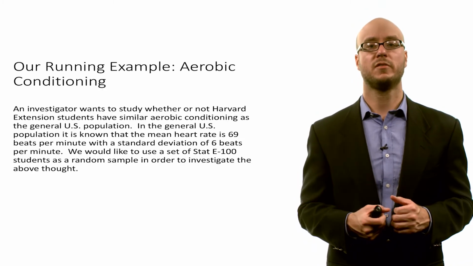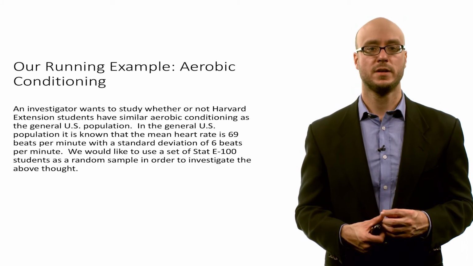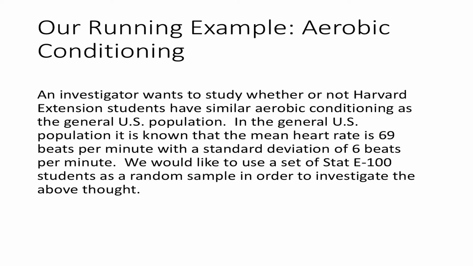So let's go back to this idea of aerobic conditioning for students at Harvard. The investigator wants to study whether or not Harvard Extension students have similar aerobic conditioning as the general US population. So we're using this sample of STATE100 students to make a generalization about, or rather test a claim about, the US population vis-a-vis the Harvard Extension School population. And we know for the setup that in the US population, the population mean is 69 beats per minute, and the standard deviation is 6 beats per minute. So we want to use this sample set of data to investigate this claim.